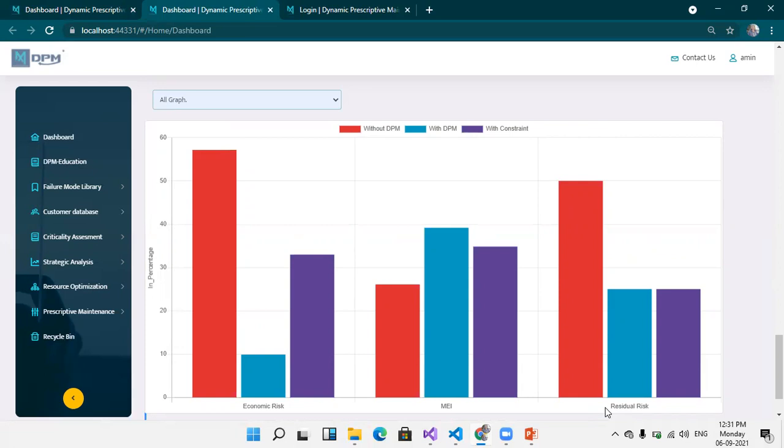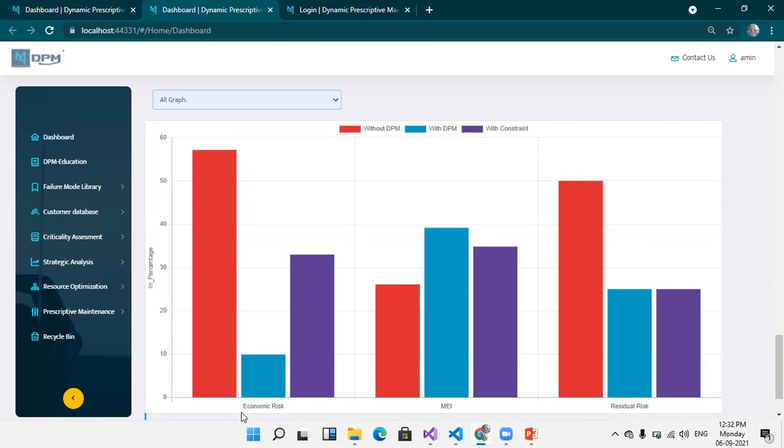The first one is economic risk. Here, the consequence on the cost is calculated, and this is called economic risk. It includes the production loss, material cost, manpower cost, and resource cost for calculating the economic risk.